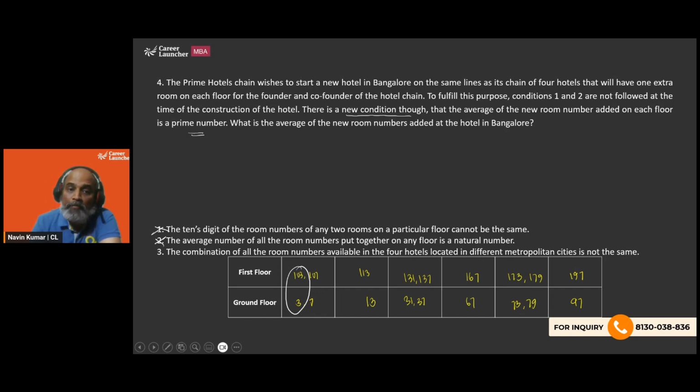Why? Because if we want first floor room numbers to be 100 more than the room numbers of the ground floor, and they both should end in prime numbers, this is the only pair of prime numbers that is left. Every other pair we are done with. So 3 and 103 are the room numbers that were added to ground floor and first floor respectively, of course. So the question asked is, what is the average of the new room numbers added? So basically 3 and 103 average, which is going to give us 53.